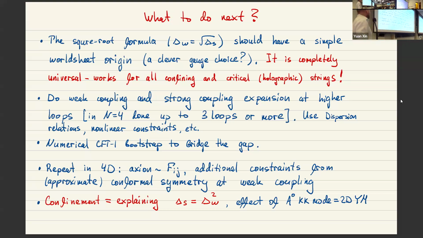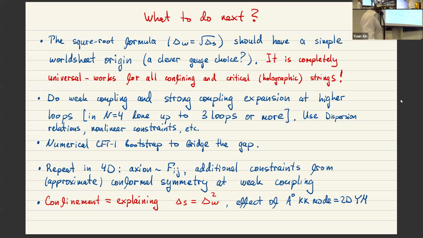And 3 levels. Okay, so then, in the middle at intermediate coupling, you can do some numerical bootstrap, TFT1 bootstrap, to bridge the gap. And then basically after we account for the square root formula, my default expectation is that this perturbative expansion will converge very well and will just match the weak and strong coupling expansion. Now, the next exercise is to repeat this in 4 dimensions.